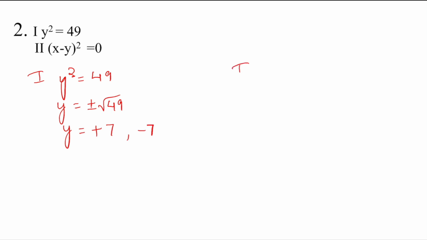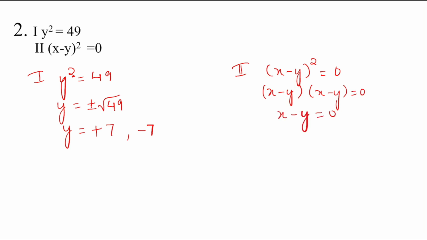Next, the second one, x minus y the whole square is equal to 0. This again we can write as x minus y into x minus y is equal to 0. Therefore, one x minus y goes to the RHS side, it becomes 0 divided by x minus y, so it becomes 0. So x minus y is equal to 0 will remain. Therefore, y goes this side, it becomes x is equal to y. Now, we know that x is equal to y, and the y value we know is plus 7 and minus 7, isn't it?